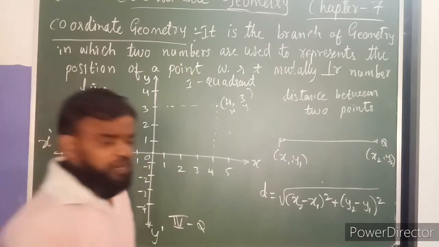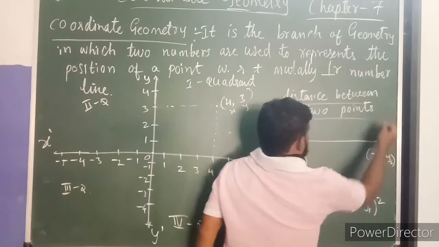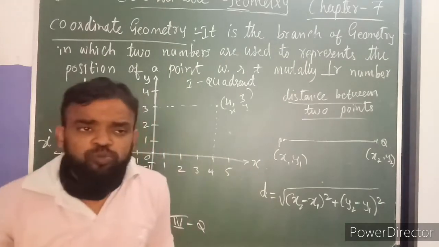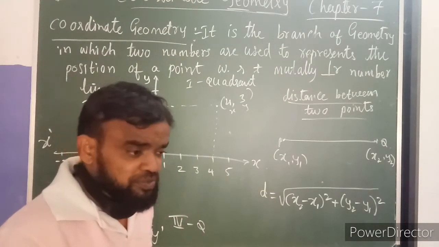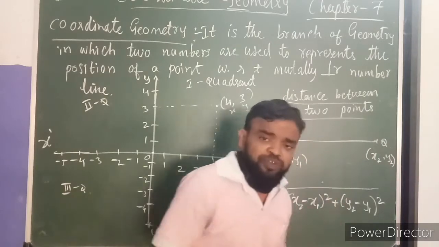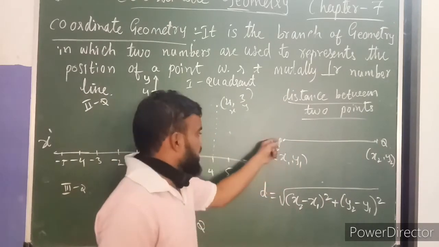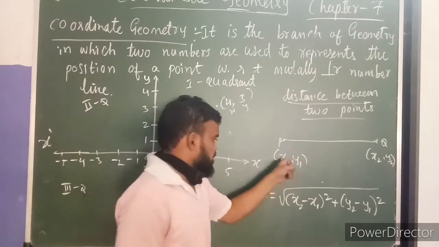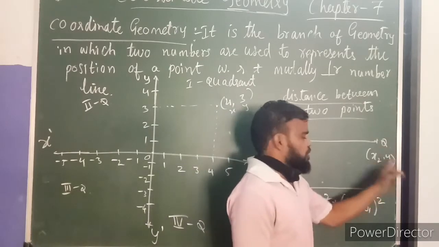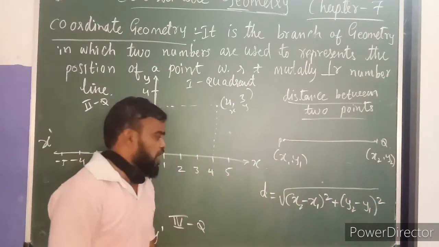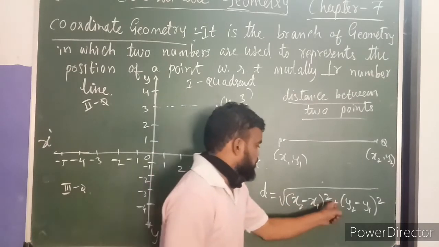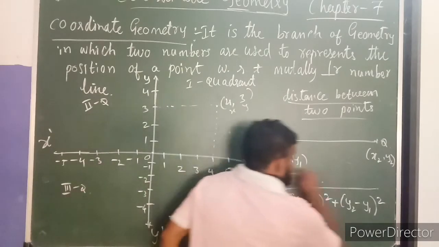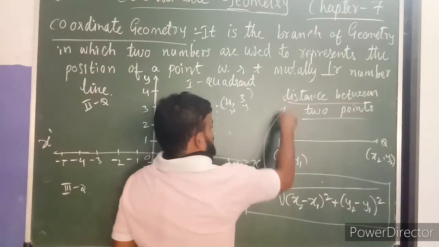So consider the distance between 2 points, from here to here. What is the distance between the 2 points? We consider the first point P as x1, y1, and similarly the point Q as x2, y2. If we put these in the distance formula, d is equal to under root of (x2 minus x1) whole square plus (y2 minus y1) whole square. This is exactly the distance formula.